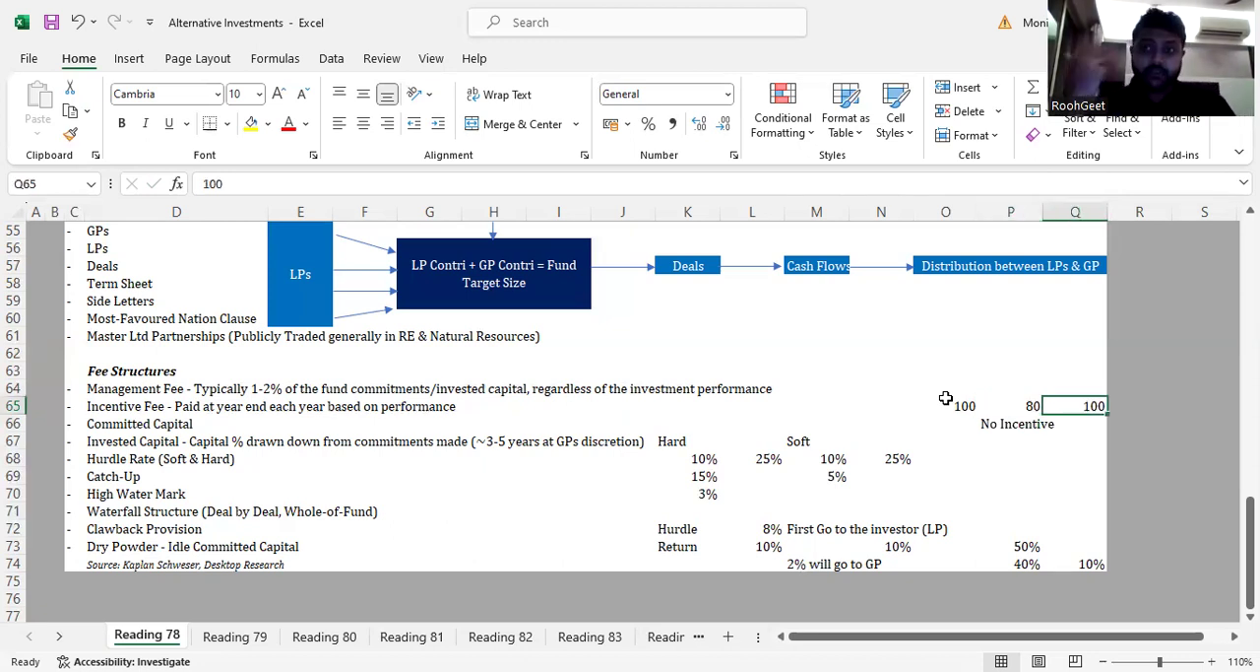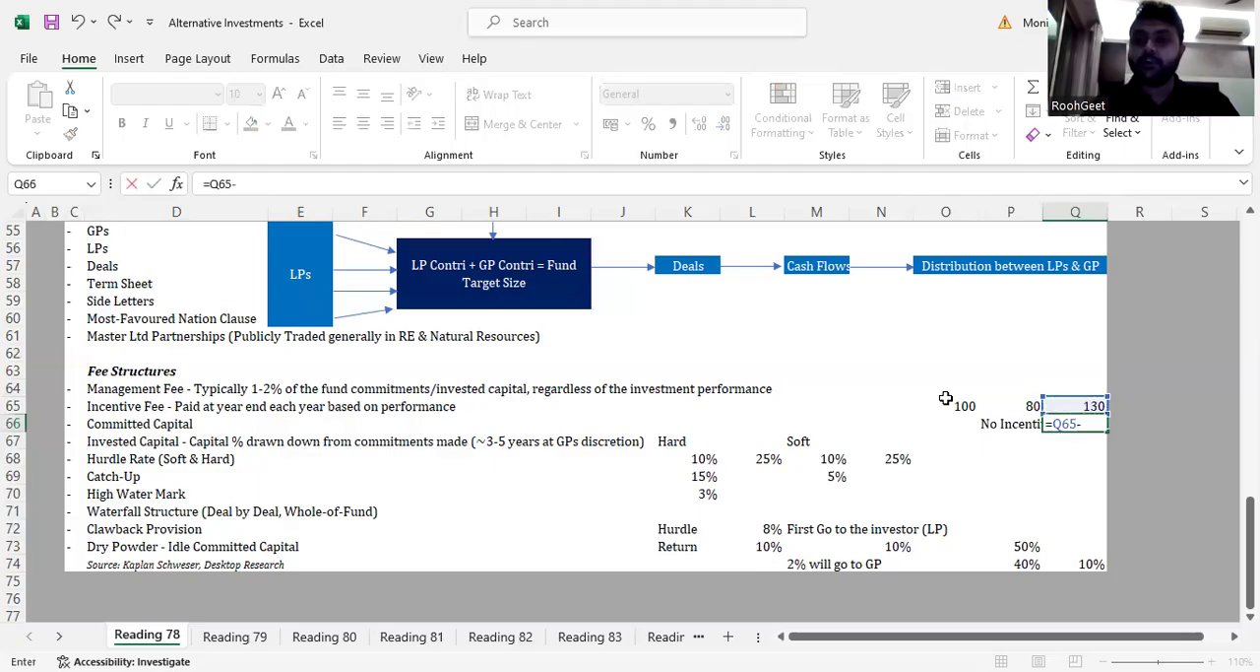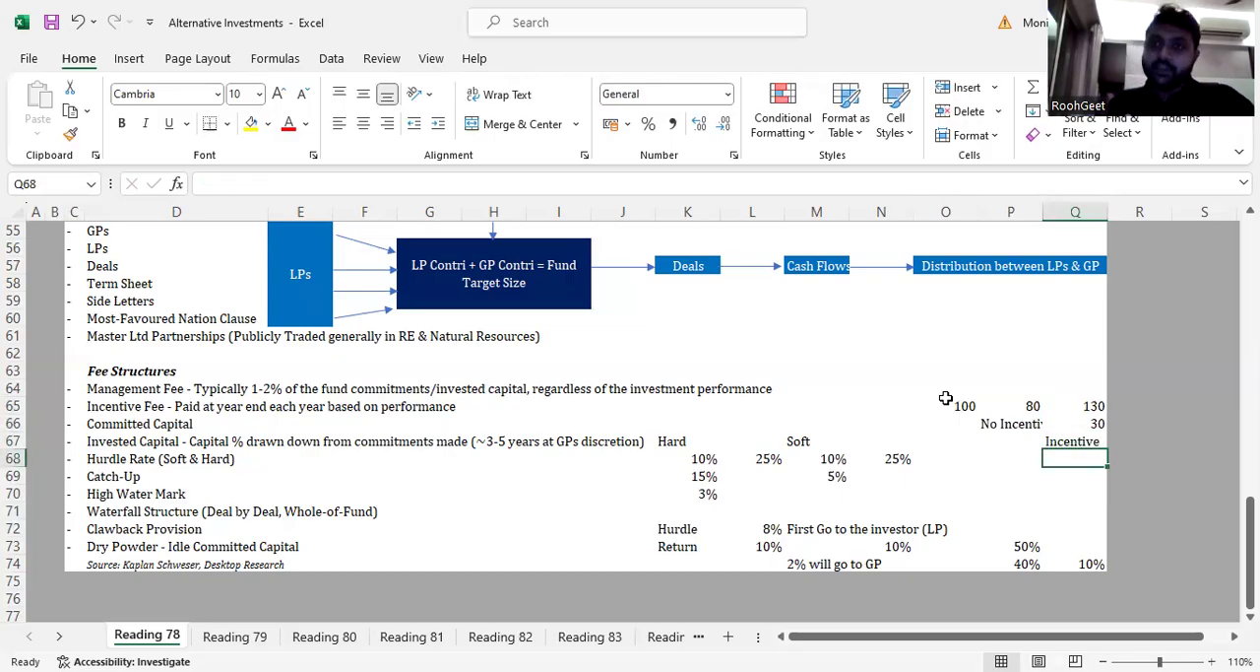But let's say if in the second year the value of my investment would have become 130, then this extra 30 which the GP has earned for you is eligible for an incentive, right? So high watermark ensures that you as an investor don't pay incentive fees on something that is not materially earned. So let's say after 130, in the next year, the fund value closes at 125. There will be no fees. High watermark. Now the benchmark is 130.